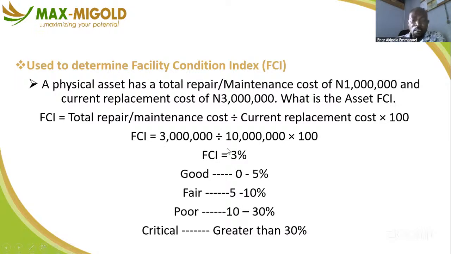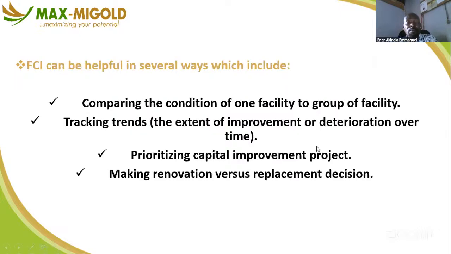So you can see when your FCI is between 0 to 5, you're good enough. 0 to 2 is excellent, and 2 to 5 is good. So when you have 0 to 5, your facility is in excellent and in good condition. 5 to 10 is fair, but 10 to 30 is poor. Then when it's going beyond 30, your facility is in critical condition, and anything can absolutely happen to that facility if care is not taken.